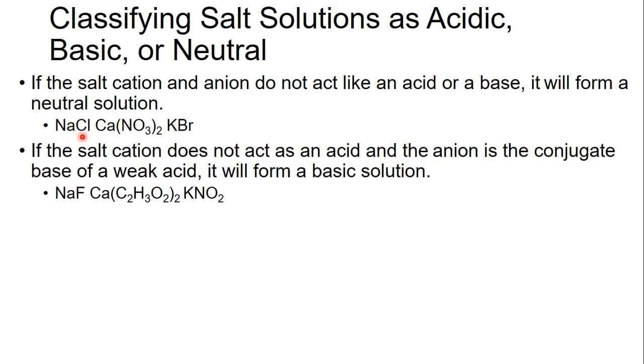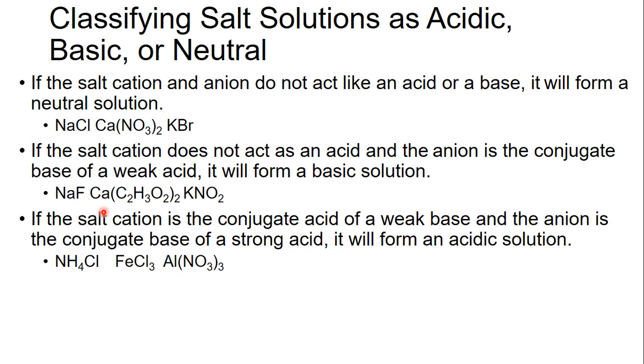pH won't be changed. Now, if the cation does not act as an acid, but the anion is a conjugate base, then it'll form a basic solution. For example, NaF. We just talked about sodium, but fluoride is the conjugate base of the weak acid hydrofluoric acid. So when this breaks apart in solution, you'll have sodium, Na+, and F-. Some of that F- will reform HF in solution. It'll get that hydrogen from water, therefore it'll make some OH- molecules, which will raise the pH, making a basic solution.